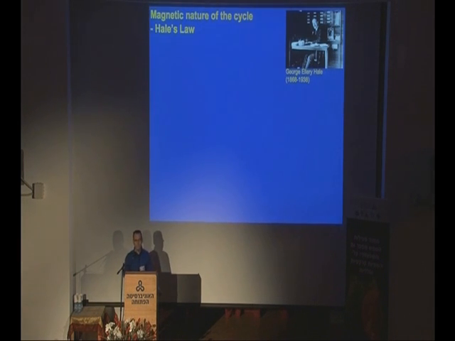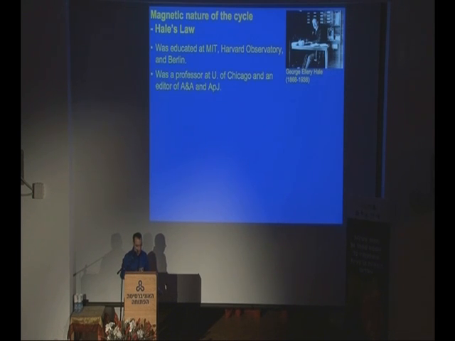The magnetic nature of the cycle was discovered by George Hale in the early 1900s. Let me describe Hale with some background. He studied at MIT, worked at Harvard, and later in Berlin. He was a professor at the University of Chicago and editor of the Astrophysical Journal. He hired Shapley and Hubble, each of whom later had a major discovery in cosmology. So he was the one responsible for hiring them.